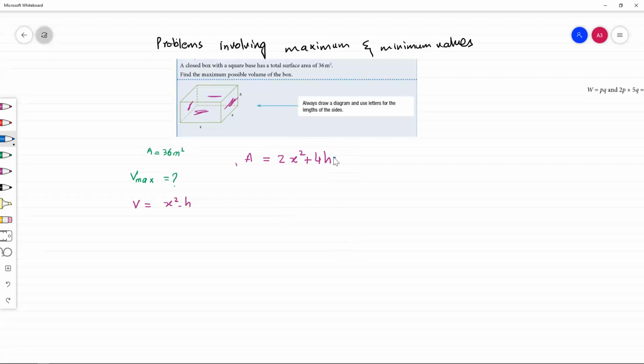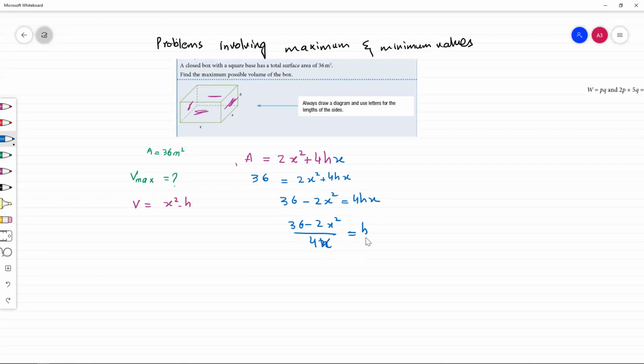So 4hx, then a is 36, and here, because 2x square plus 4hx, we can make h the subject. How? 36 minus 2x square is equal to 4hx, and then 36 minus 2x square divided by 4x is equal to h, because here we cannot make x the subject as there are 2x.